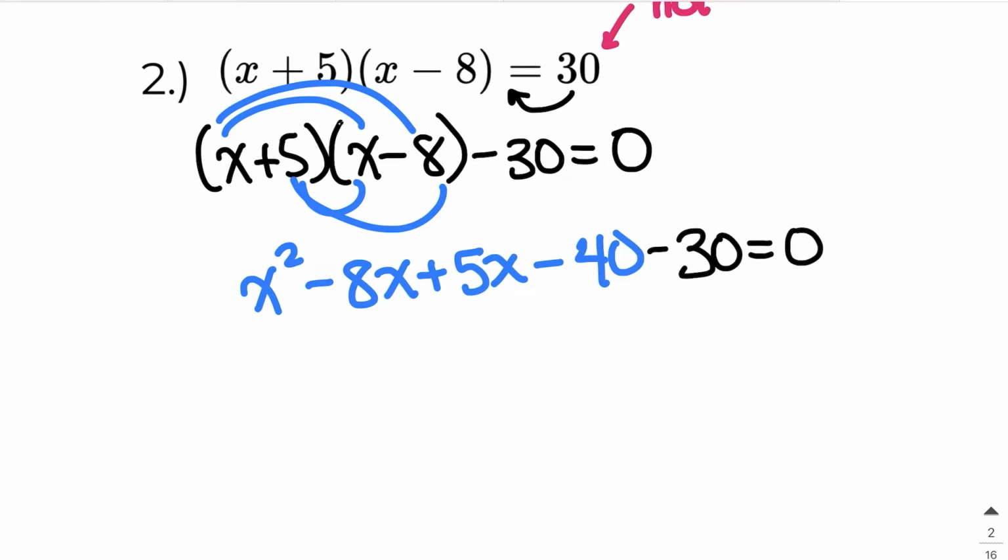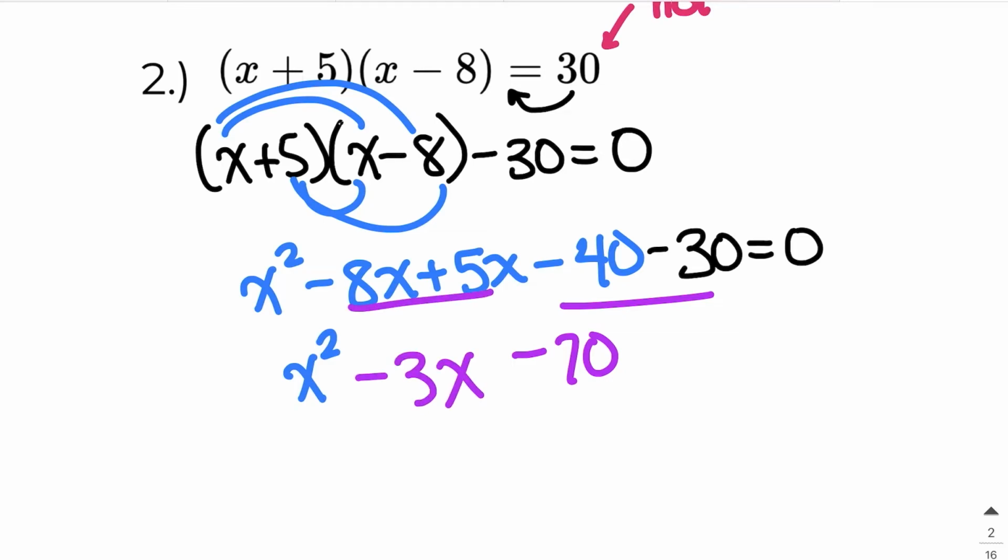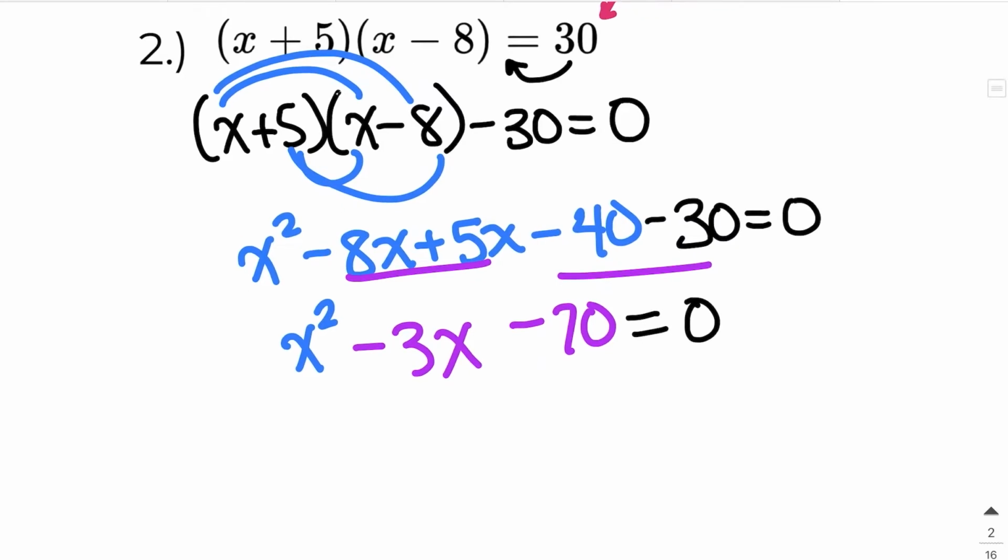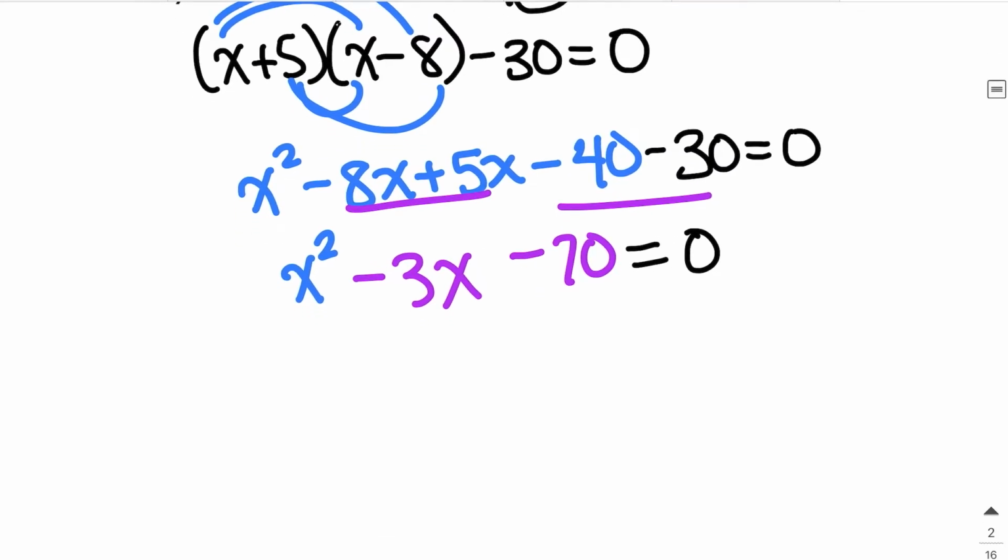Now, if you see right here, I have some like terms I can put together. So negative 40 minus 30 is negative 70. So I've got x squared, also negative 8x plus 5x is negative 3x. I can put those together and that will equal 0. Now that I've got a quadratic that equals 0, I need to factor my quadratic, okay?